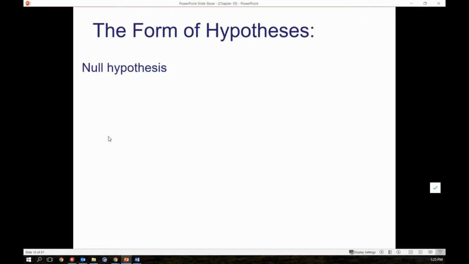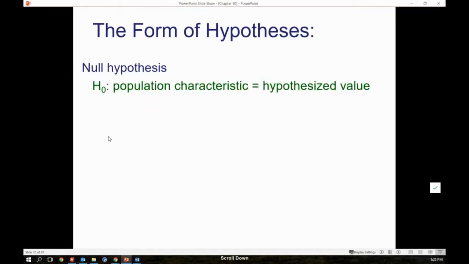Okay, so let's talk about forming the hypotheses. For the null hypothesis, the population characteristic equals the hypothesized value. Our population characteristic could be mu, it could be sigma, it could be p. Notice those are all population based. I didn't say x bar until just then. p hat, that's sample based. It'll be mu, sigma, p, all the population based.